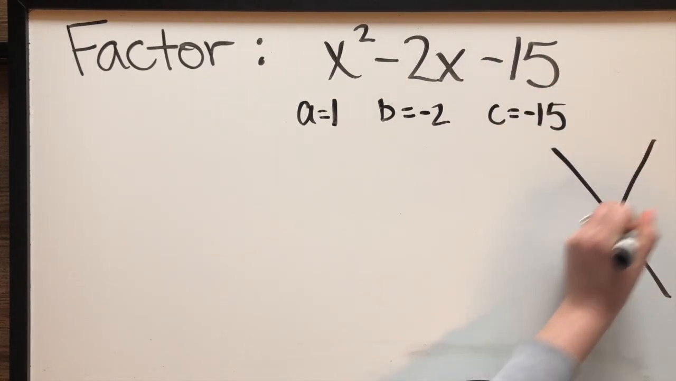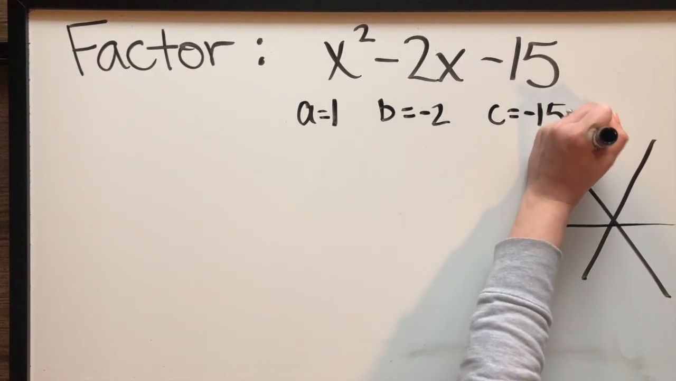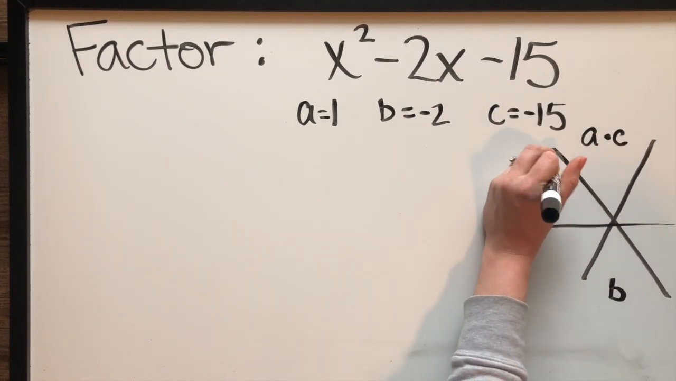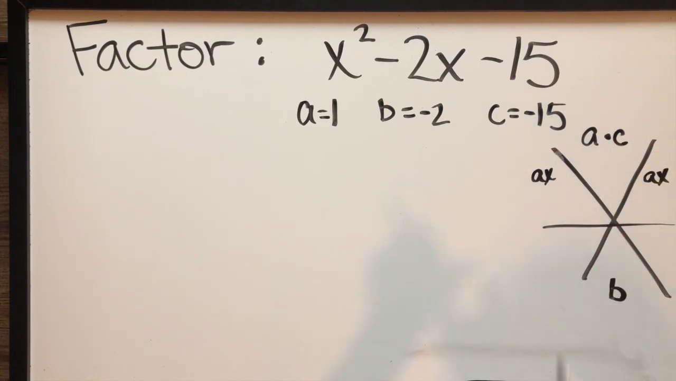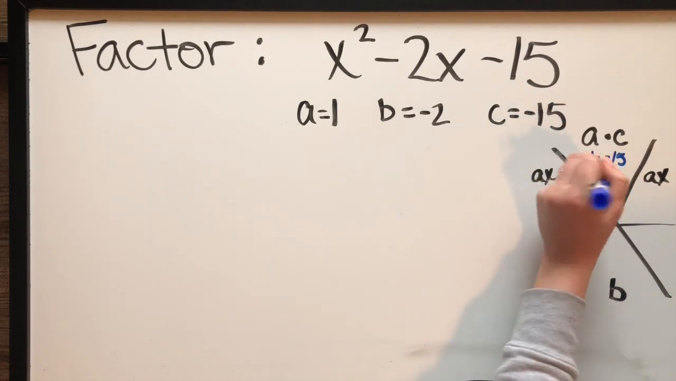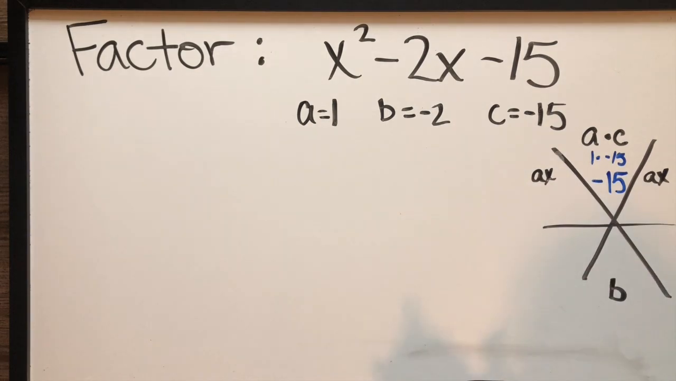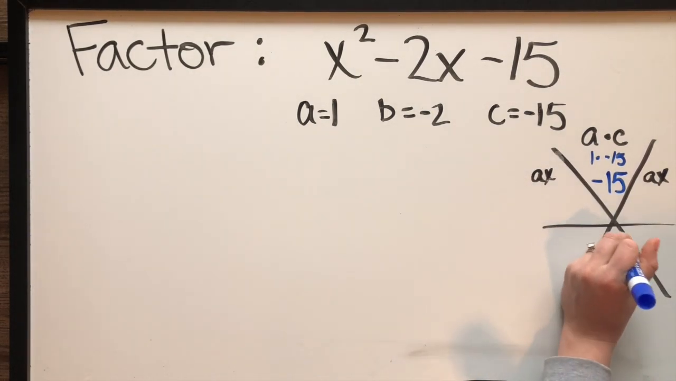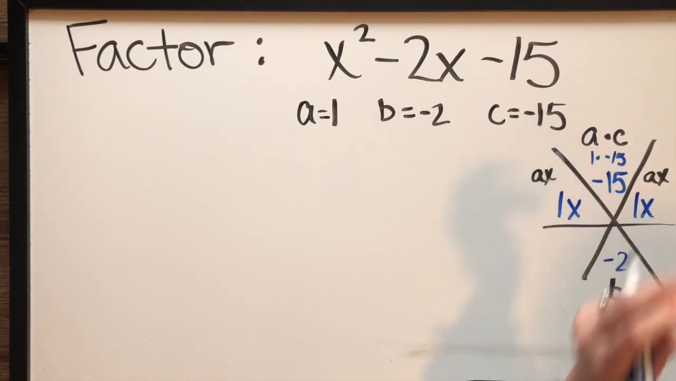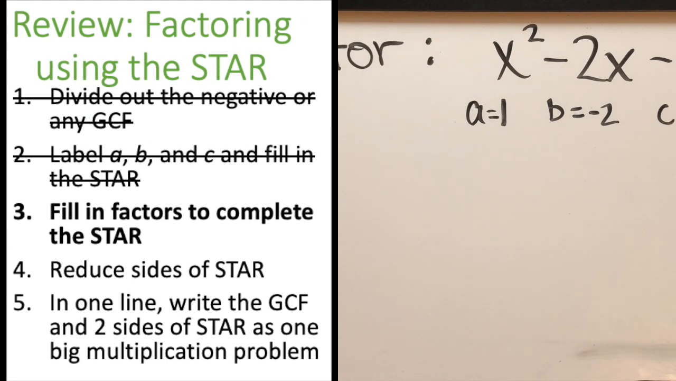So we're going to make our star. Remember on the star we do A times C on top, B on bottom, and we put AX to both sides. So if I do 1 times -15, -15 will be on top, -2 is on bottom, and then 1x on the 2 sides. Step 3 is going to be fill in factors to complete the star.